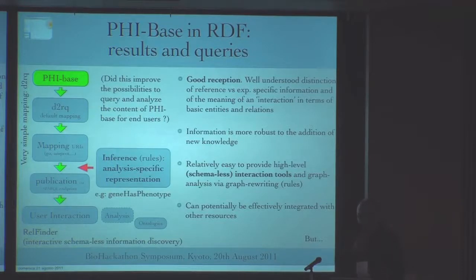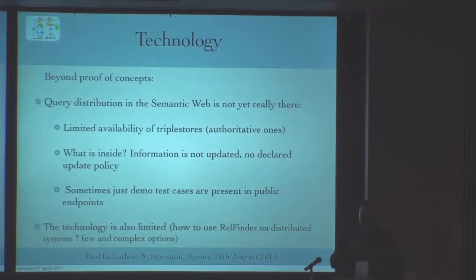So, to cut this short, this had a good reception, people are happy with it, we have an easy way to query information and so on, but there are some limits, and the limits are essentially related to triple stores. Usually you don't know what is inside, when they are updated, and all this kind of stuff, which makes it very difficult to use this technology in practice in production.